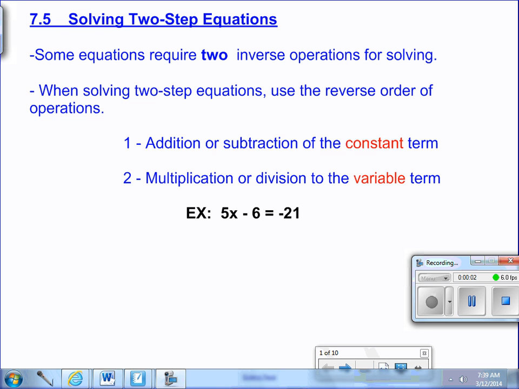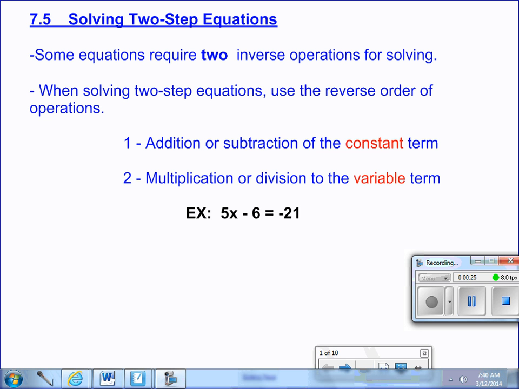Next section of 7.5, we're going to be solving two-step equations. Some equations require two inverse operations for solving. When solving two-step equations, use a reverse order of operations. So in the steps, number one, you're going to add or subtract the constant term, and you're going to multiply or divide the variable term.